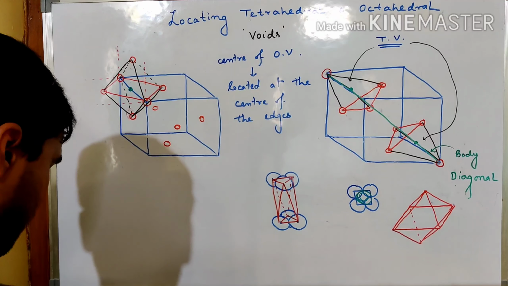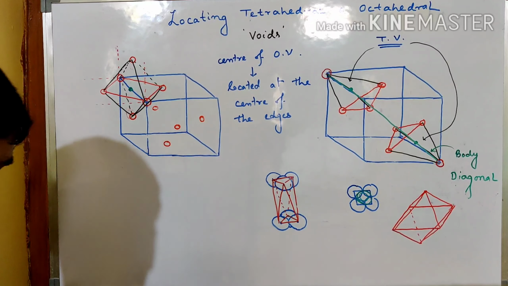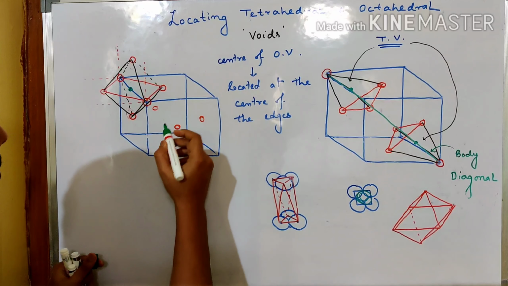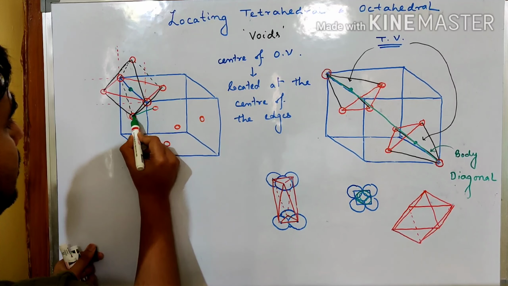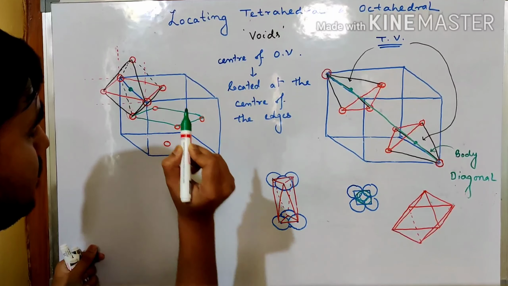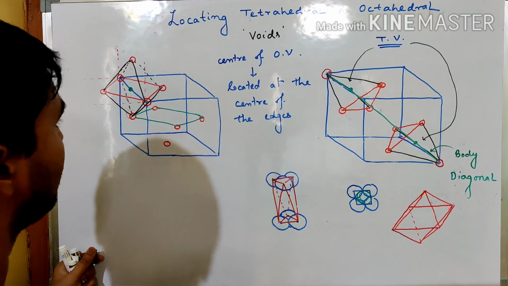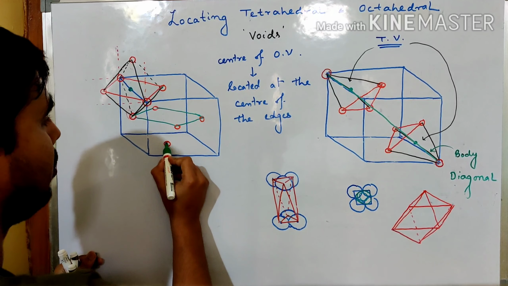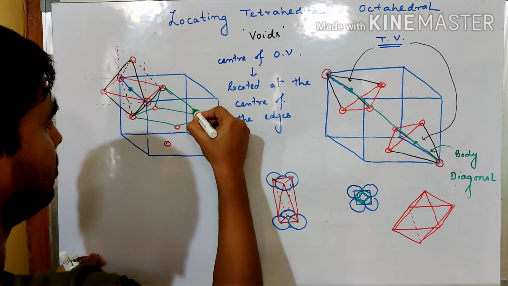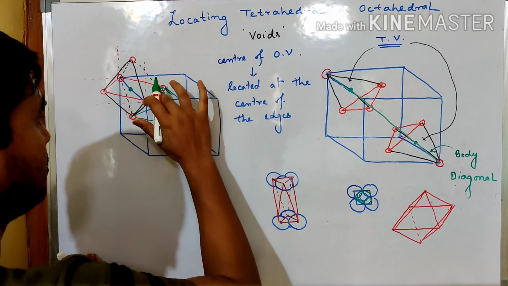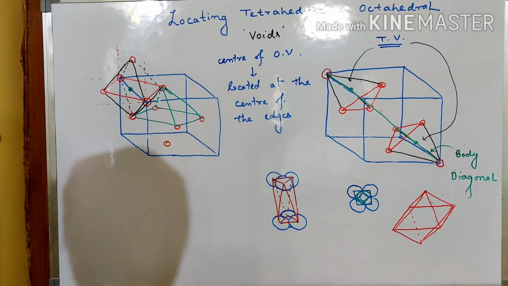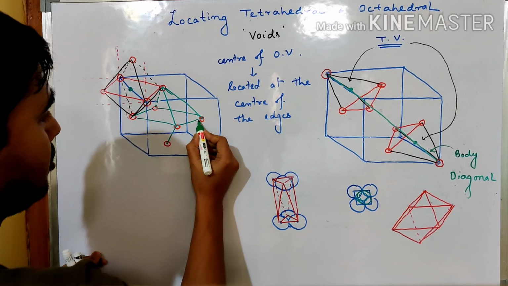Now if I join this with the help of this green line, see, first this is the square planar one, this is the base, one above which is here, one below which is here. So let us join this. Should have been dotted line because it is behind. Similarly, here also let us join.